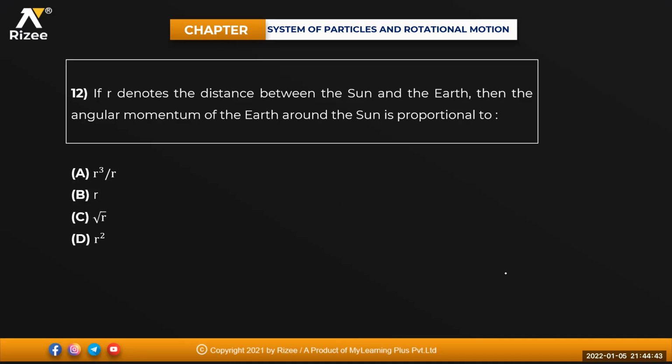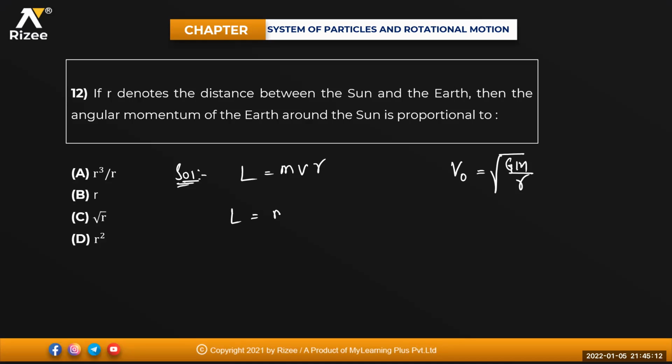If R denotes the distance between the sun and the earth, then the angular momentum of the earth about the sun is proportional to what? Very good question, beta. Angular momentum formula: L is equal to mv into R. As the earth is revolving around the sun, it will be the orbital velocity. Orbital velocity is under root of G into M divided by r.